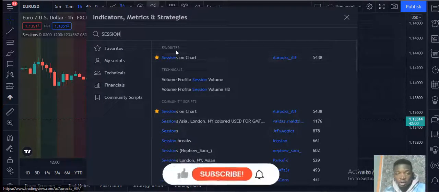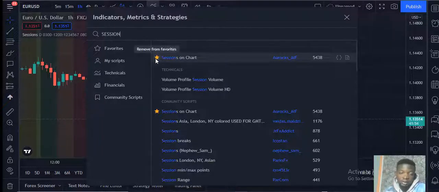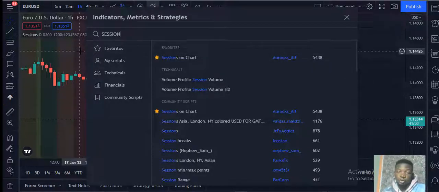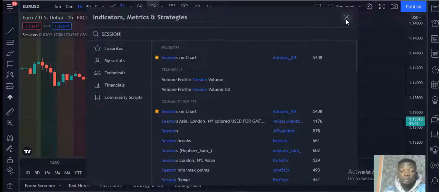And once you pick it, you can put it among your favorites just by clicking on the star in front of it. That will bring it up for you anytime, because you may feel like removing it at times, and anytime you go there and search sessions, it will bring it up for you.